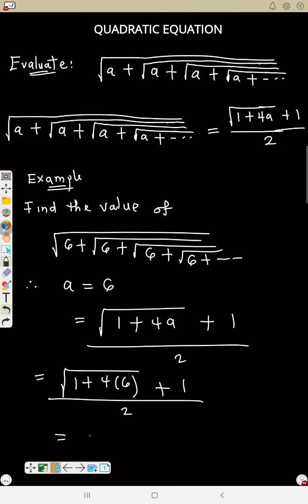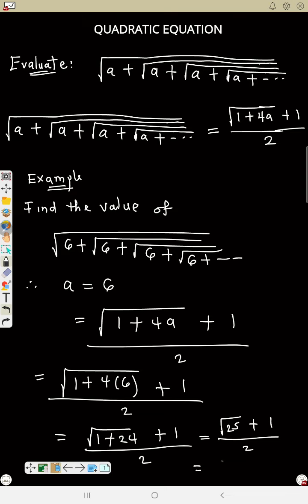So this is equal to the square root of 1 plus 24, plus 1, divided by 2. Which is equal to the square root of 25, plus 1, divided by 2. Which is equal to 5 plus 1 divided by 2, which is equal to 6 divided by 2, which is equal to 3. So like that.